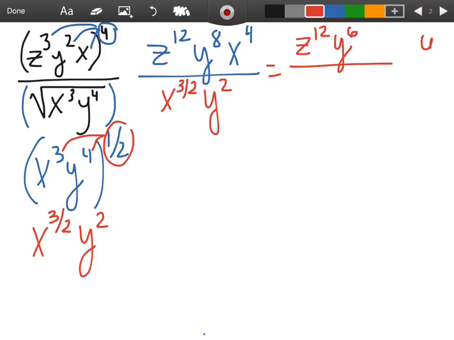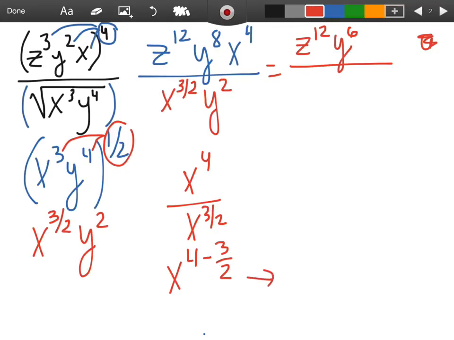There we go. Now I've got my x's. I have x to the 4th over x to the 3 halves. Well, in my rules, that tells me it's to the 4 minus 3 halves, which I'm going to have to do on the side here. Well, what is 4 minus 3 halves?